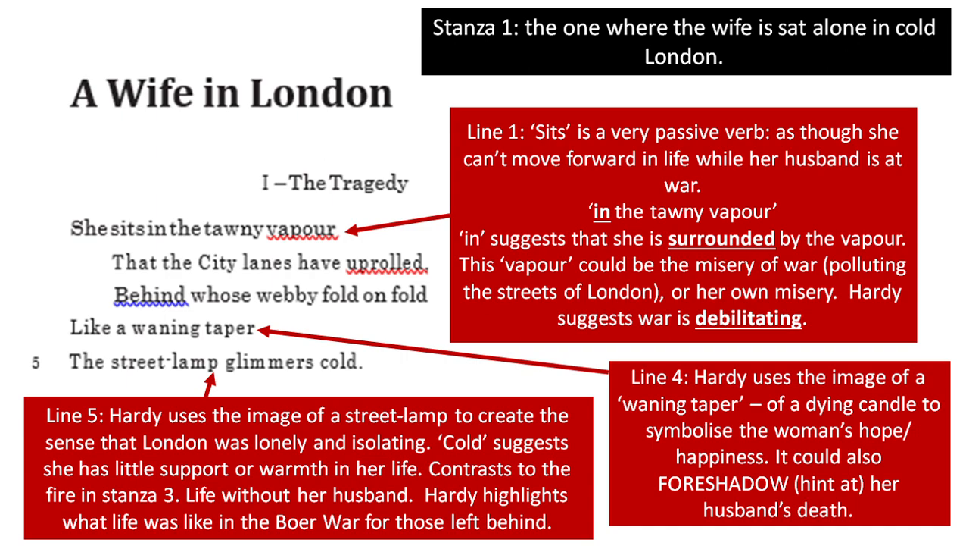So it suggests she's got little support or warmth in her life without a husband, and this is what war does. It just makes people cold inside. So he highlights what life was like in the Boer War for those who are left behind. Try and frequently in your analysis make references to the specific war, what Hardy's suggesting about the war, because that's how you'll get context marks, and it really is that straightforward. You don't need to go into loads of detail about how many men went to fight or what year it was or anything like that.